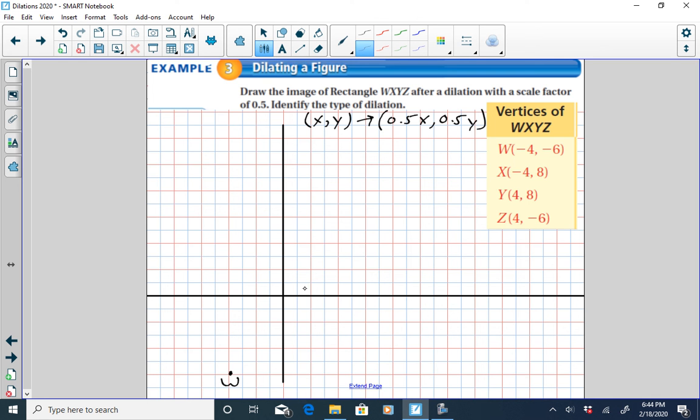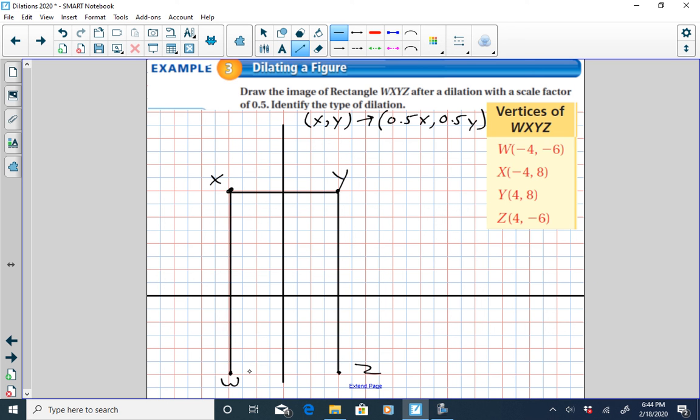Then we have negative 4 and 8. Negative 4, 2, 4, 6, 8. There's negative 4 and 8. That's X. Then we have 4, 8. There's 4, 8. That's Y. And Z is at 4, negative 6. There's our Z. Connect our points. We're here. Here. And we are here.